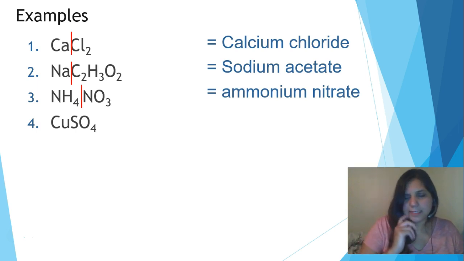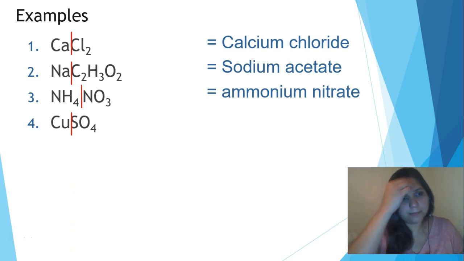Next one, we have Cu, which is a metal. That's copper. And then we'll look up SO4. That's sulfate. So we have copper sulfate.